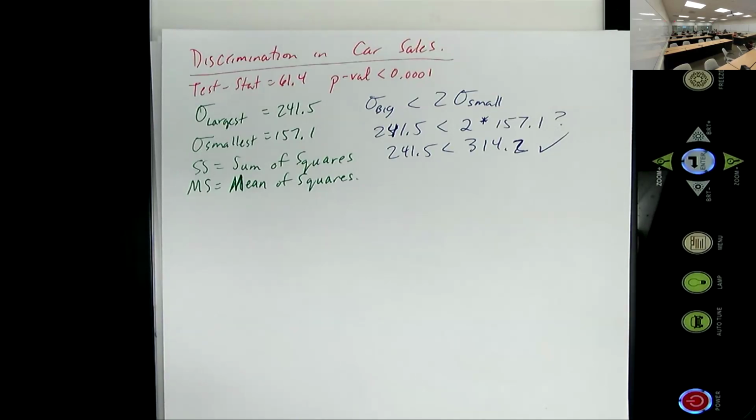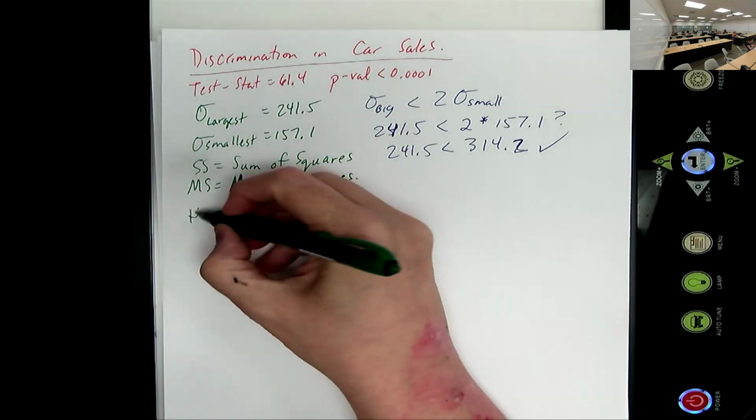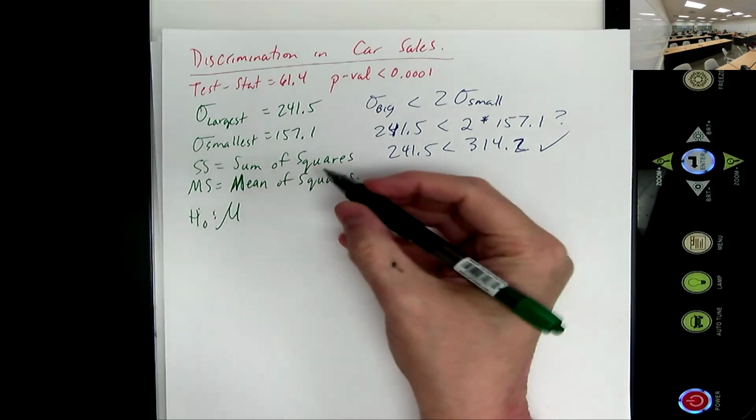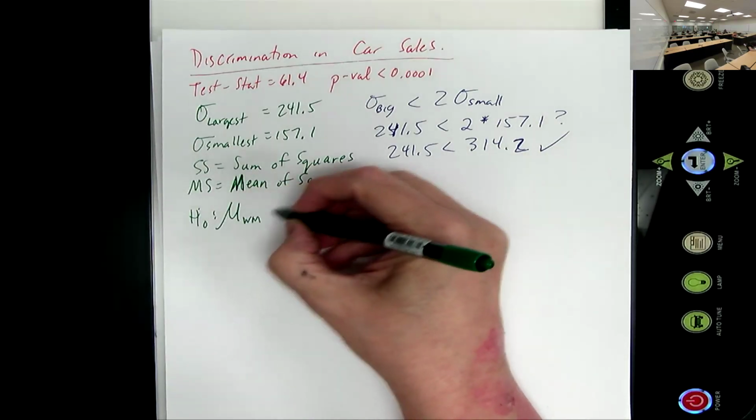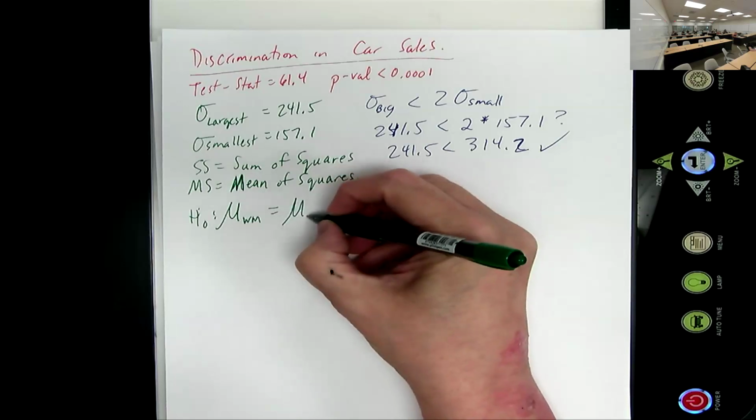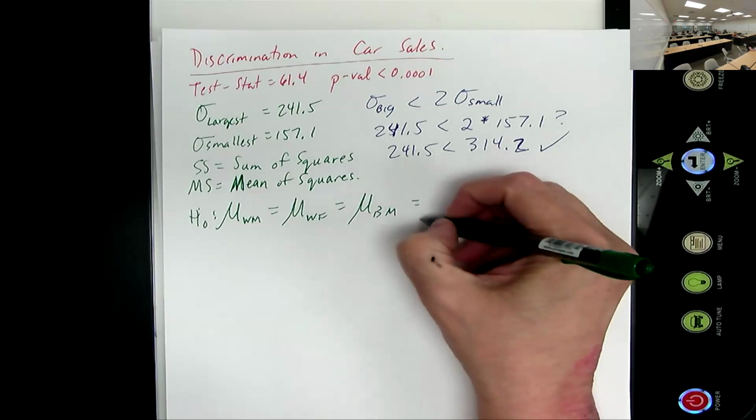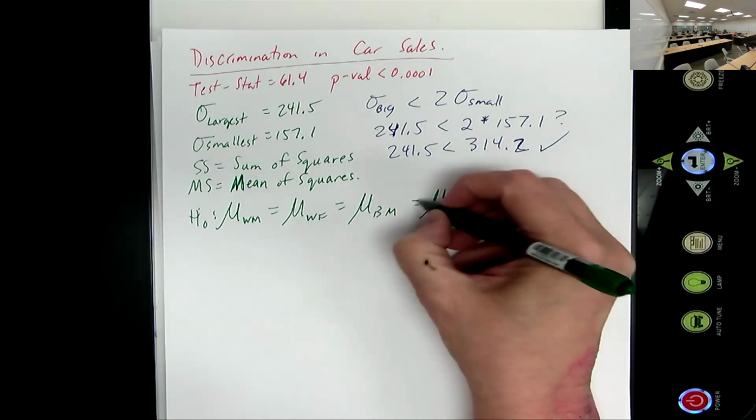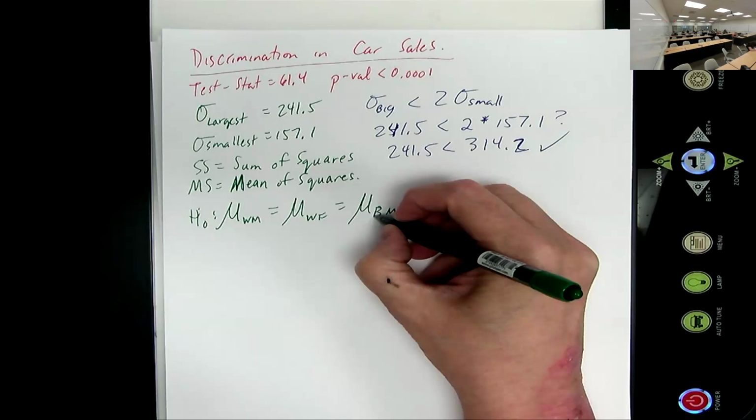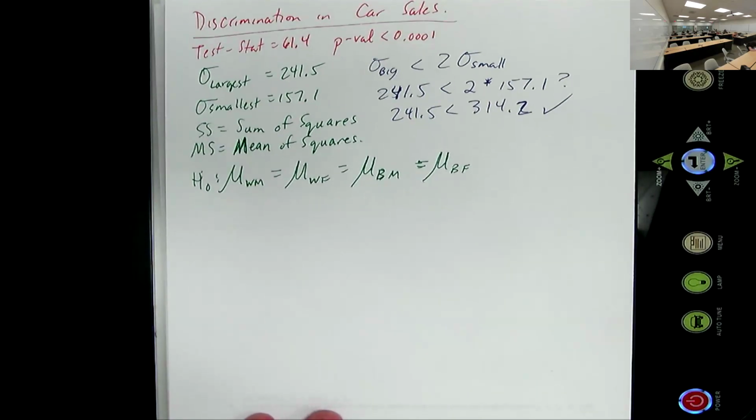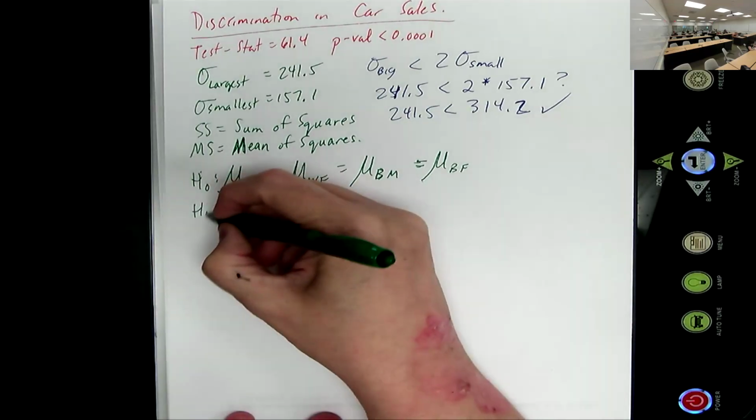We'll go over the H naught and HA. H naught would be mu of, we had 4 groups: white male should equal the same as white female, equal the same as black male, equal the same as black female. HA is at least one is different.